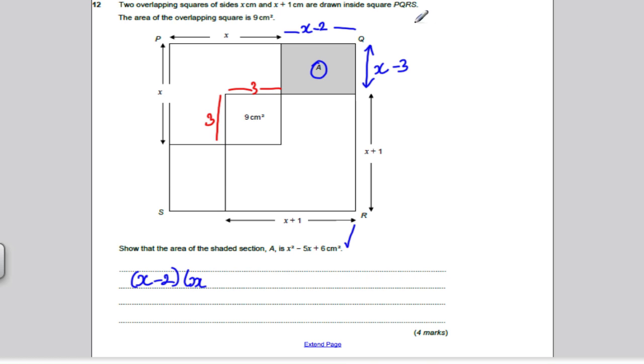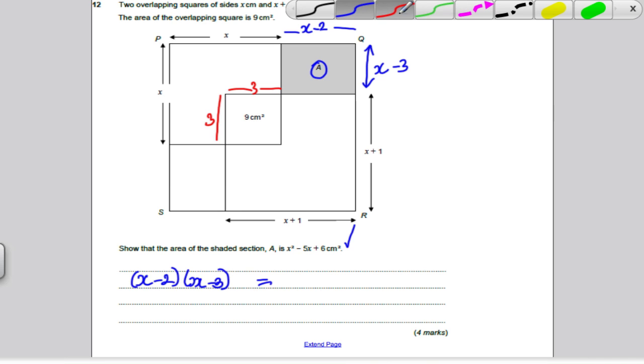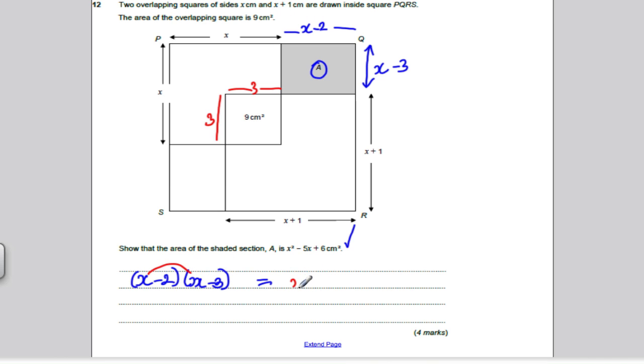Okay, and if you do a bit of expanding brackets, x times x is x squared, x times negative 3 is negative 3x, negative 2 times x is negative 2x, and negative 2 times negative 3 is positive 6. You get the answer once you tidy up: x squared, these two combine to subtract 5x plus 6. So what seemed a difficult question, and it could have been, is actually quite easy.